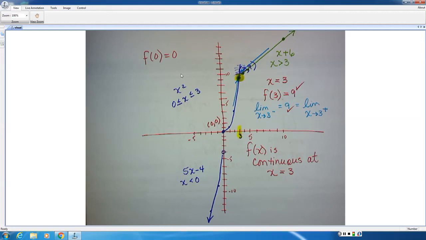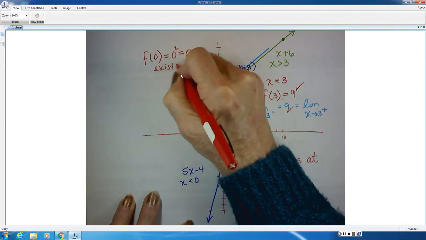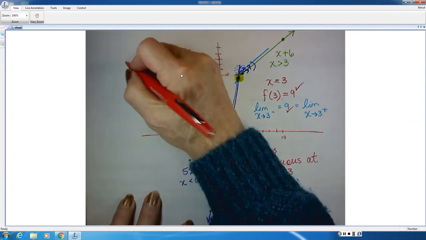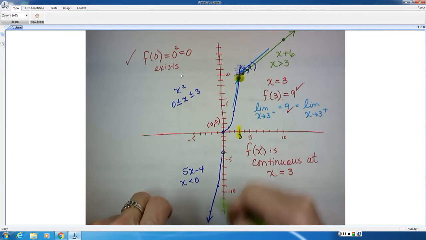Okay? So even though it doesn't use the first rule, it uses the second one, and it comes up with a number. Because the number 0 is not supposed to use the first piece. It's supposed to go down to the part of the domain that it belongs to. So f of 0 is 0 squared, which is 0, so yes, it exists. There's step 1, and we check it off. But then we go to try to do step 2. Step 2 says, what is the limit as you approach 0 from the left?